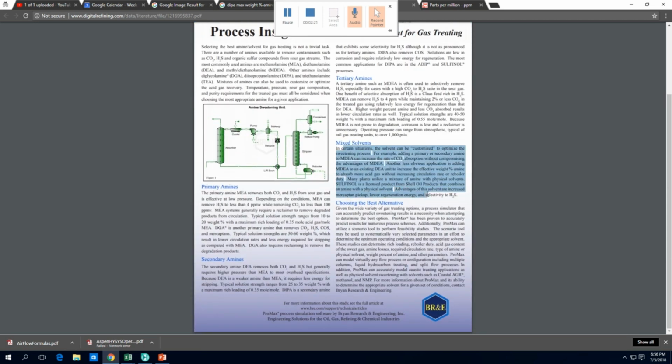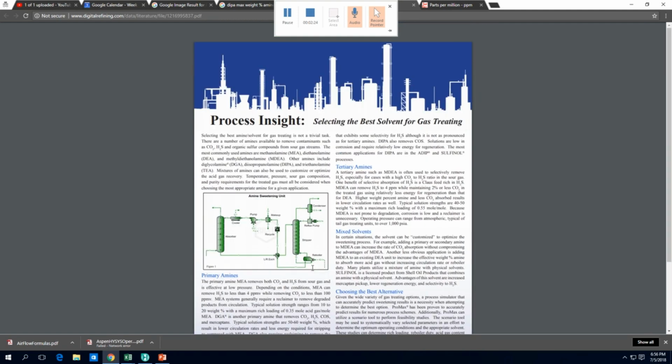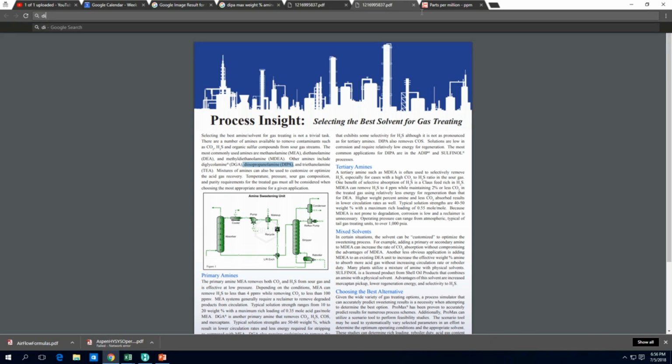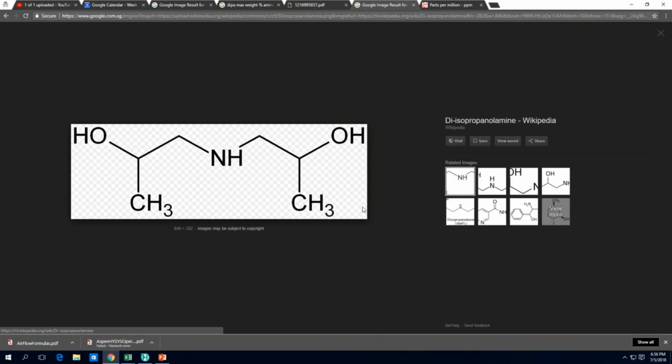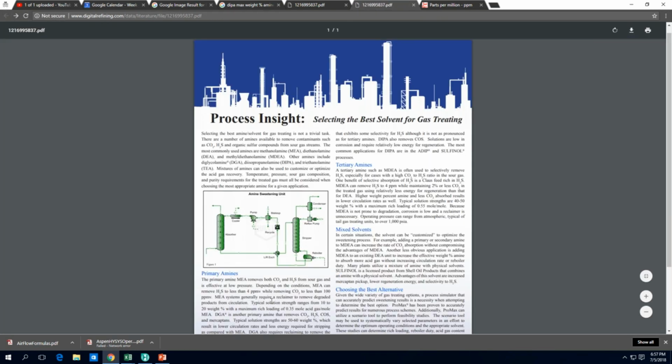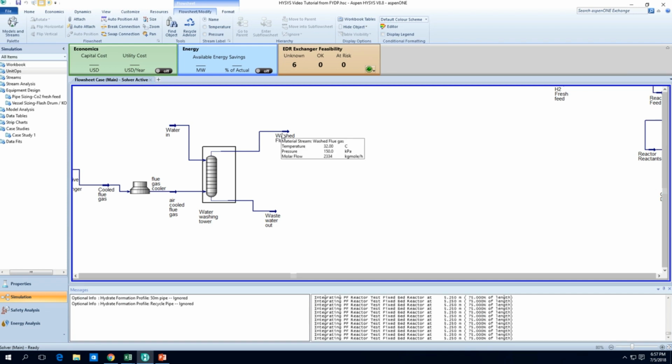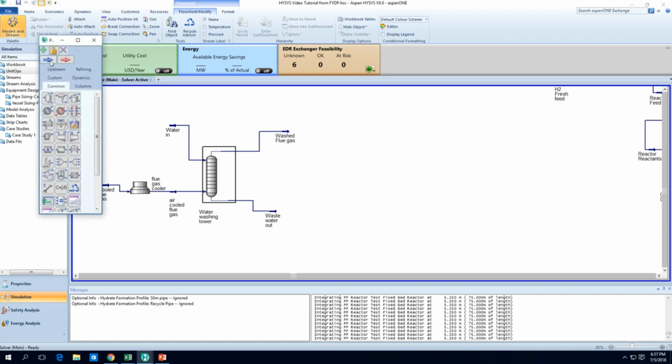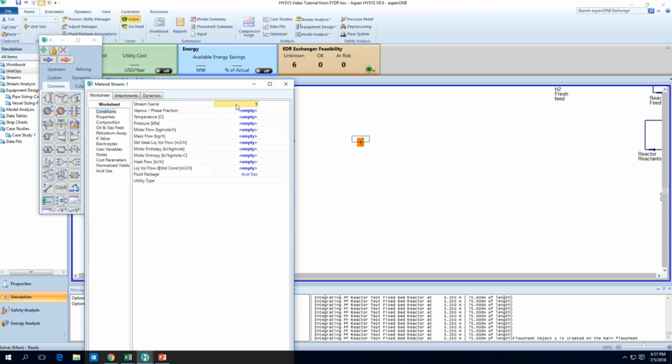And the last one, of course, is a mixed solvent, which we are not going to touch. But there's one more I want to explore. It's called diisopropanol amine. It's a secondary alkanol amine, so it has these two propanol chains at the side. So we want to see which of these is most suitable for the treatment of our flue gas. So let's try the MEA one first.